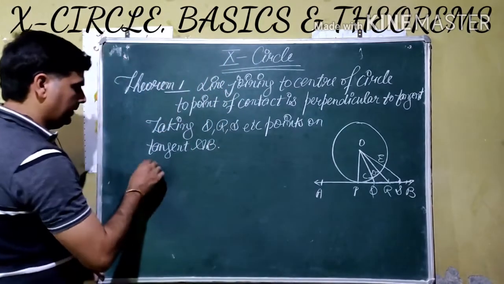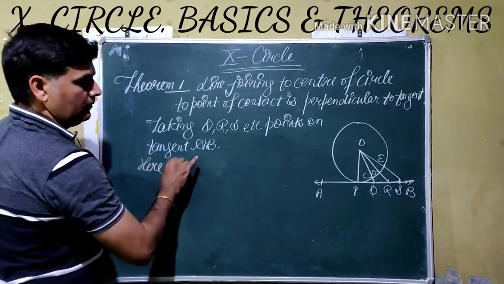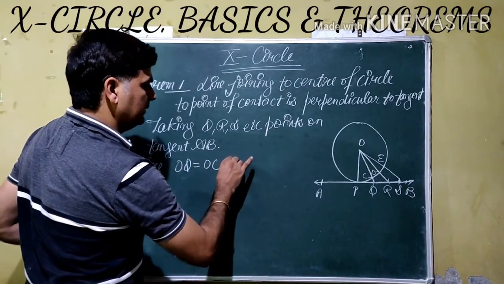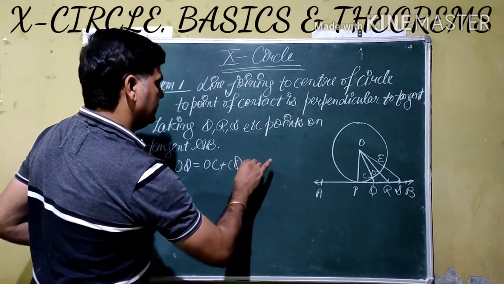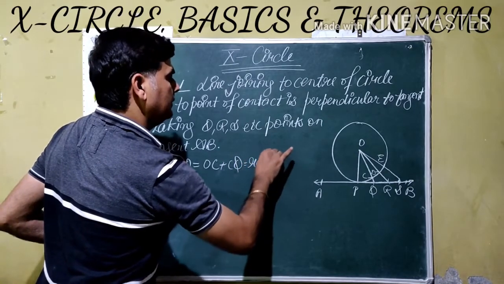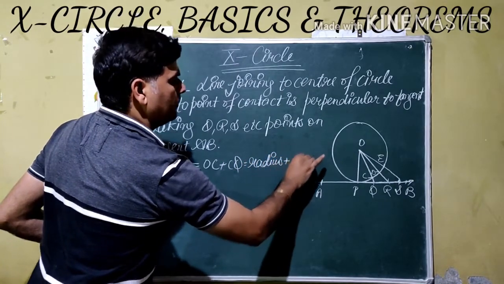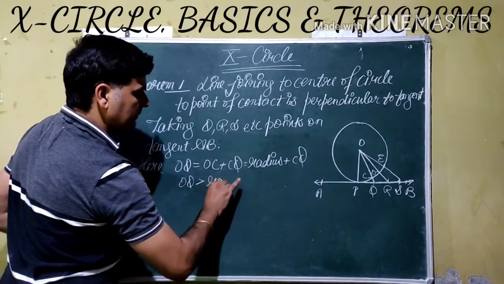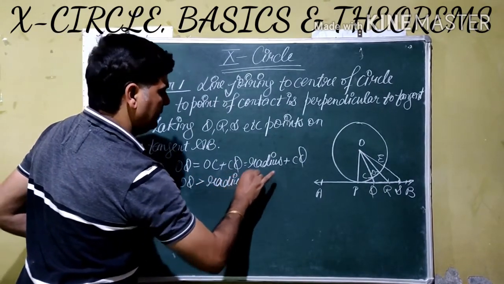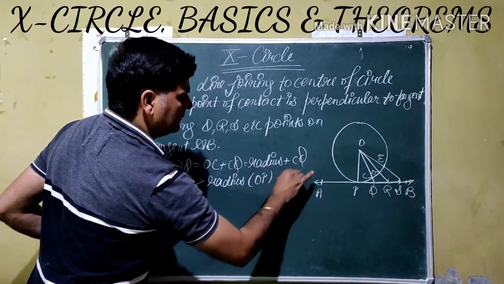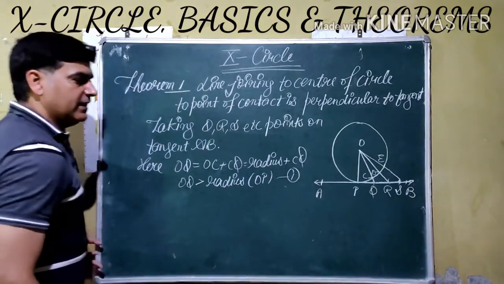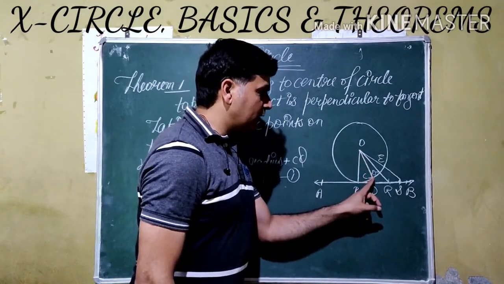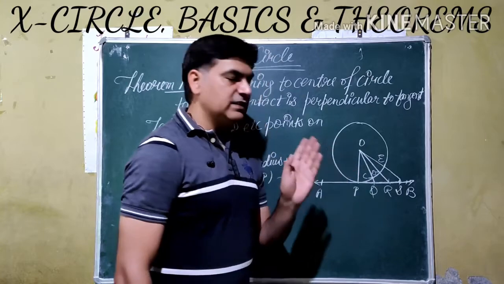If we see here, OQ is given by OC plus CQ, where OC is the radius, plus CQ. It means OQ is greater than the radius. This is result number one, because if you see the diagram, OP is a line segment which reaches point C up to the radius, and above it, it is more than the radius.